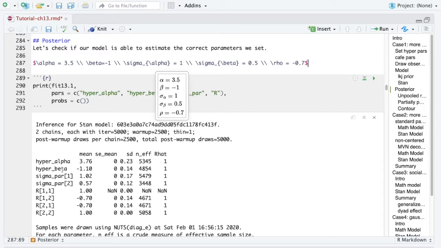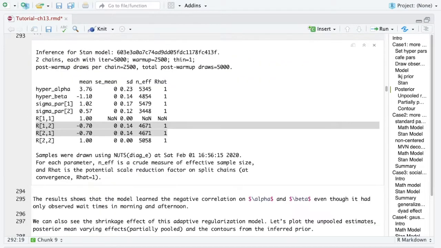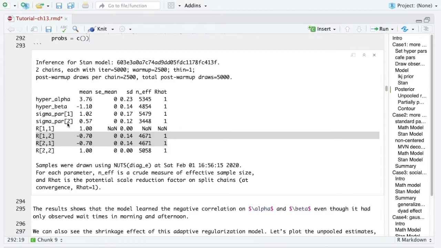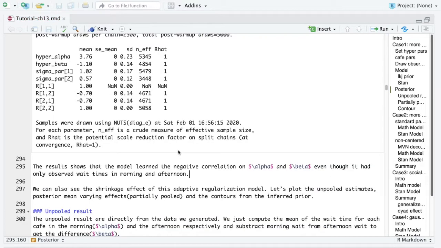So alpha bar is like 3.76 compared with 3.5, hyper beta negative 1.1 compared with negative 1. This is how the multivariate normal function works. Results show that the model actually learned the negative correlation between alpha and beta, even though it only observed the wait time in the morning and afternoon. So the backtest is successful.